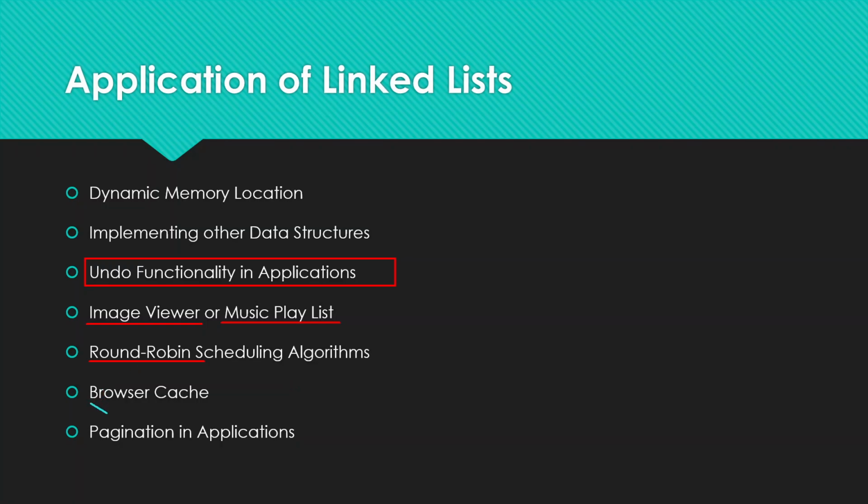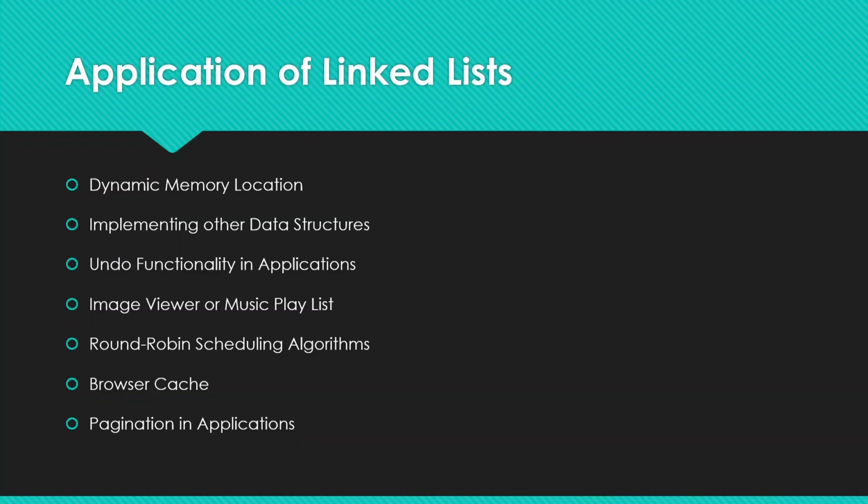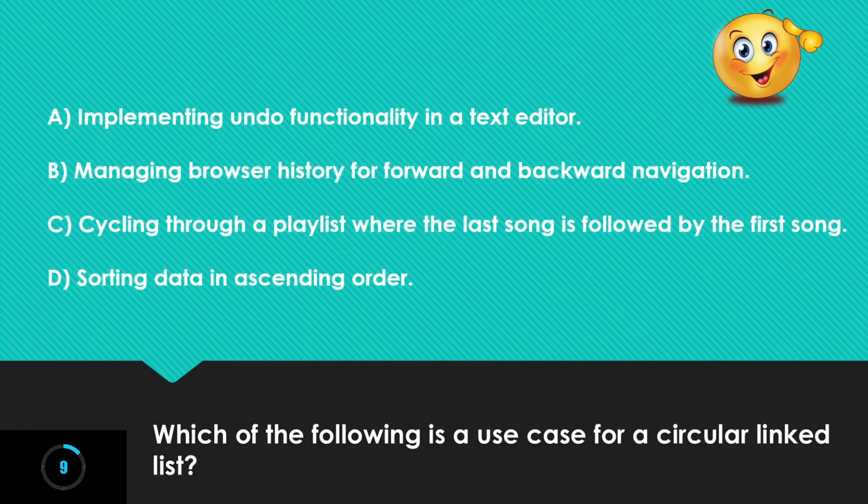Then, as we've said, for the browser's history, we normally store those particular pages that you visited in a doubly linked list. It's also used for pagination in different applications, so that it can only display a chunk of data until you want to move on to the next page. Then it will be able to enable that. Okay, so let's give this a try.